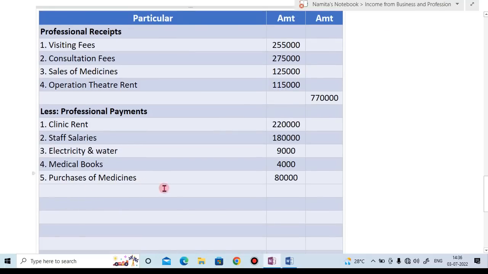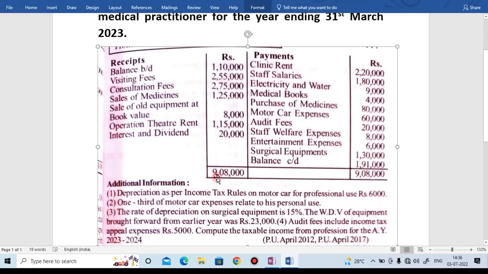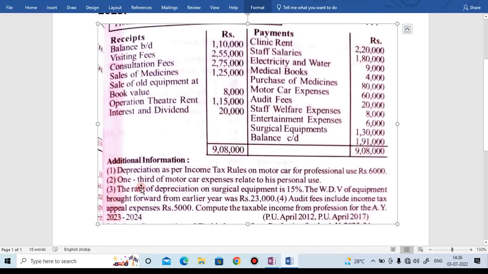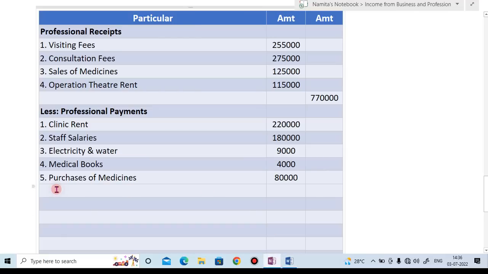After purchase of medicines, next is motor car expenses 60,000. Now see here, there is adjustment on motor car. What is the adjustment? Read the second point. 1/3 of motor car expenses relate to his personal use. That means 2/3 of motor car expenses is related to the profession. Total motor car expenses 60,000, and 2/3 will be the expenses of professional.